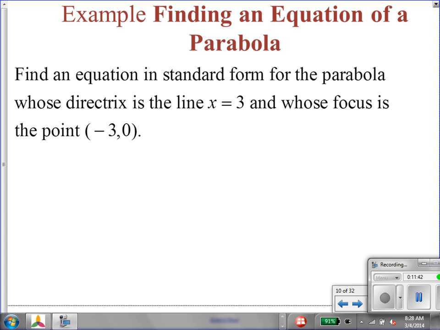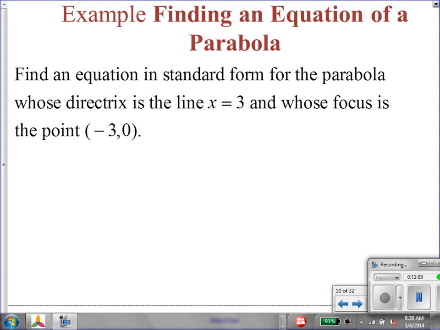So now we've got a bunch of different information. We also know that the vertex has to be at (0, 0). Why do we know that? If the directrix is at x equals 3 and the focus is at negative 3, the vertex has to be right in between those two points. Right? And they already told us that the y-coordinate is 0, so that means it's at (0, 0).